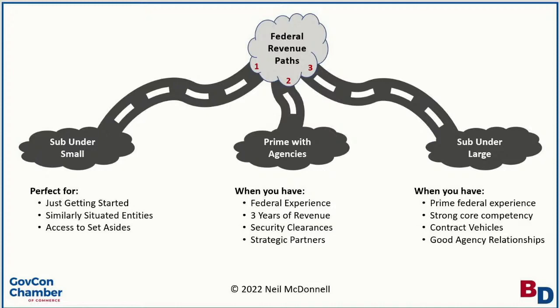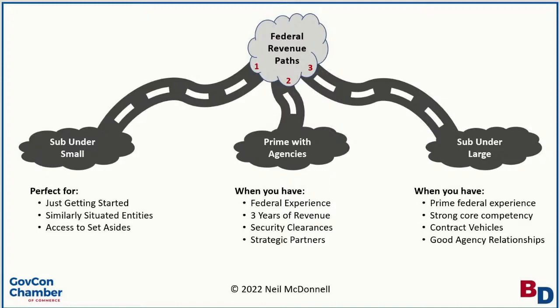The reason I put those 3 bullets under sub is those 3 stages. If you're not making any money, it's perfect for getting started. The second bullet, similarly situated entities: if you're making money, this is an awesome path to team back up and go after larger contracts, where you're teaming under small businesses to get a piece of the pie. 8(a) STARS 3 is a great example of a vehicle like that. And then the last one, access to set-asides.